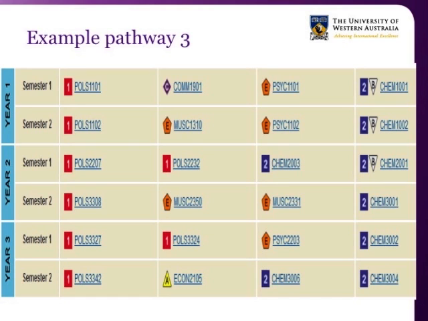They completed, in their second semester, another Level 1 Politics unit. They completed a Level 1 Music unit, a Level 1 Psychology unit, and a second Level 1 chemistry unit, again, which is also a Category B, because it's a major from outside of the arts degree.